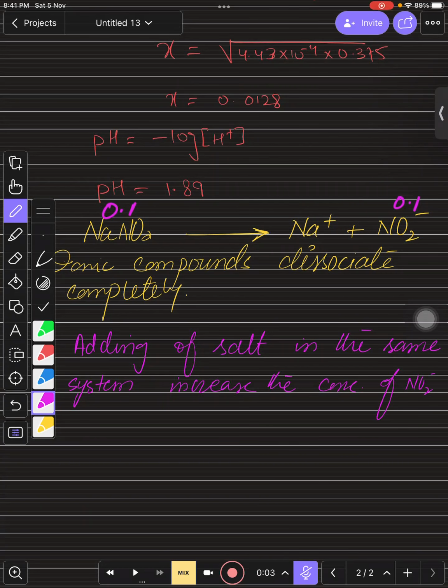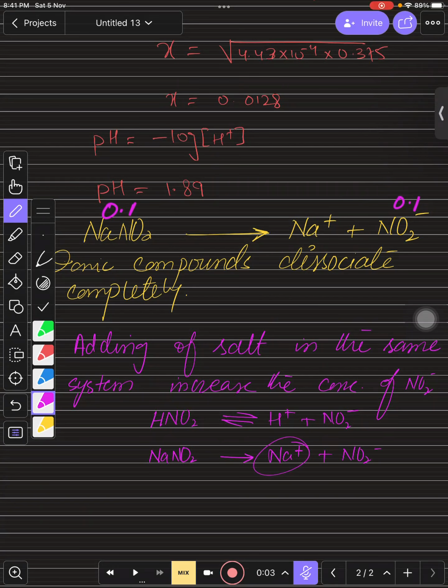So right now you have, for suppose, HNO2, right? This is a reversible reaction. It is breaking down and producing H positive ions and NO2 negative ions, right? This is a reversible reaction, and you are adding salt over there. You are adding NaNO2 over there. So when it dissociates, it will completely produce sodium ions and NO2 ions. So definitely sodium ions are not going to affect the equilibrium over there, right?